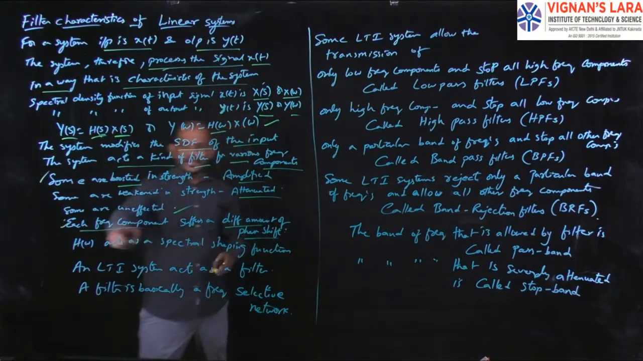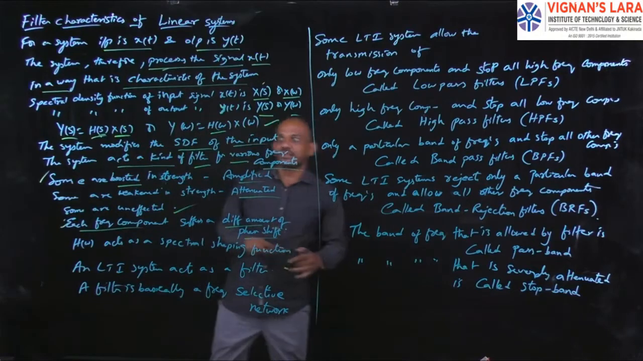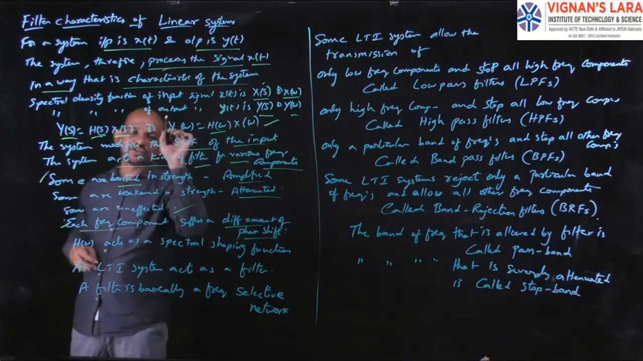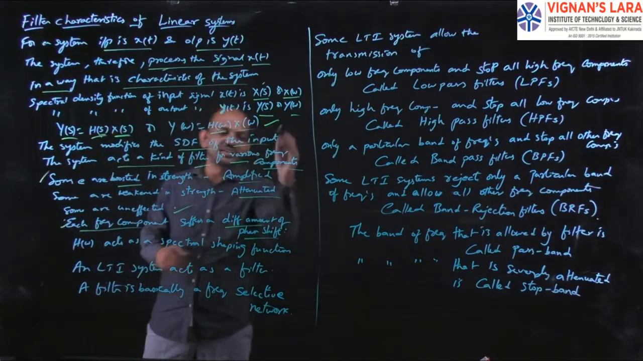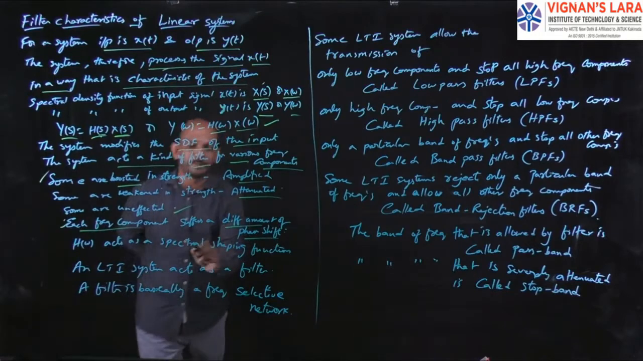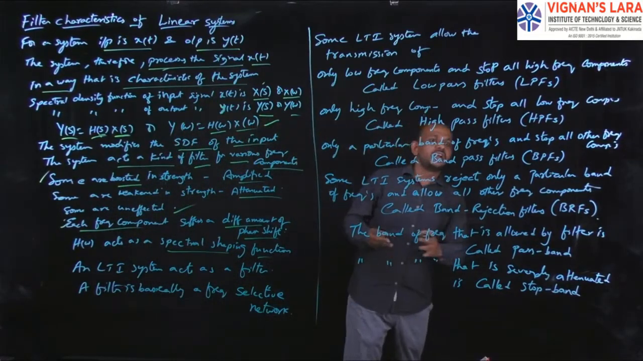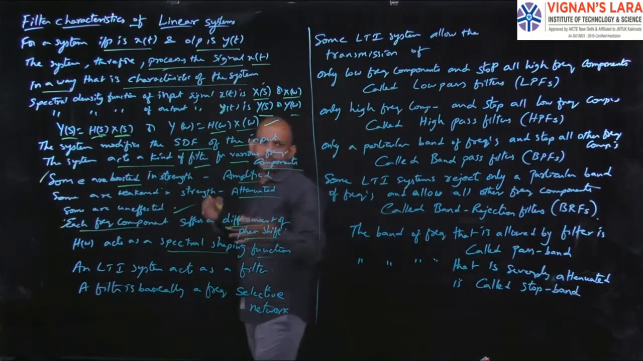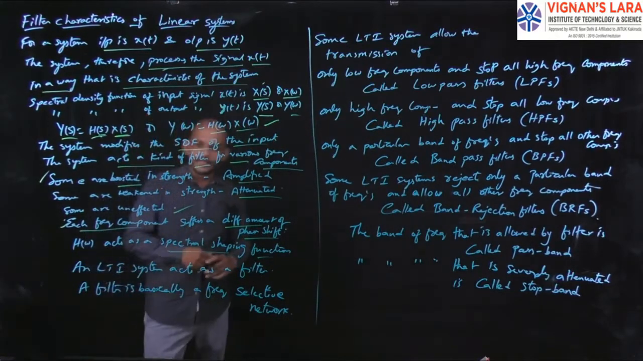That is, H of omega acts as a spectral shaping function, because here the spectral density function X of omega is being modified by H of omega. Simply, it acts as a spectral shaping function. It decides which frequency components you have to pass, which to stop, which to amplify, and which to attenuate.